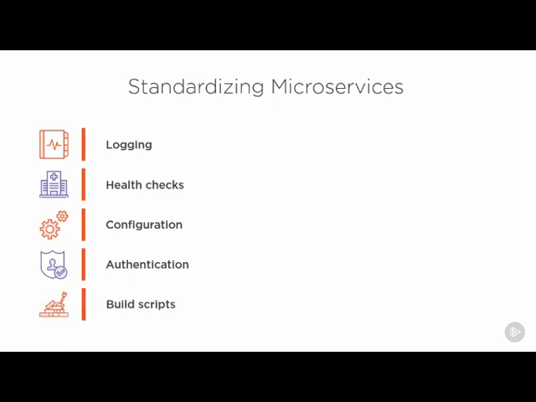Build scripts. It's a good idea for there to be a standard way for developers to build the code. In the example we've been looking at, it's using containers, so each microservice needs to have a Dockerfile that produces the container image. And of course, there may be some additional things that you want every microservice in your application to have by default, so include those in your template or exemplar as well.